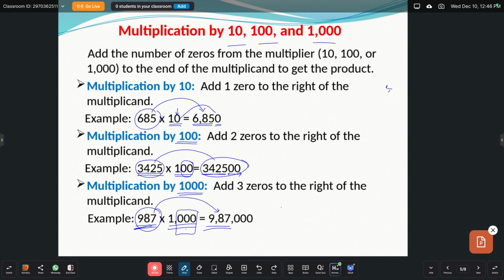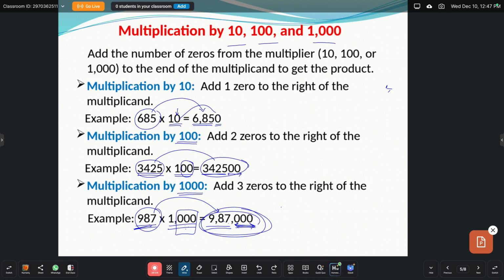There are 3 zeros in the 1000. So I'm supposed to write down 3 zeros to the left of that multiplicand to get the product. Is it clear, beta?